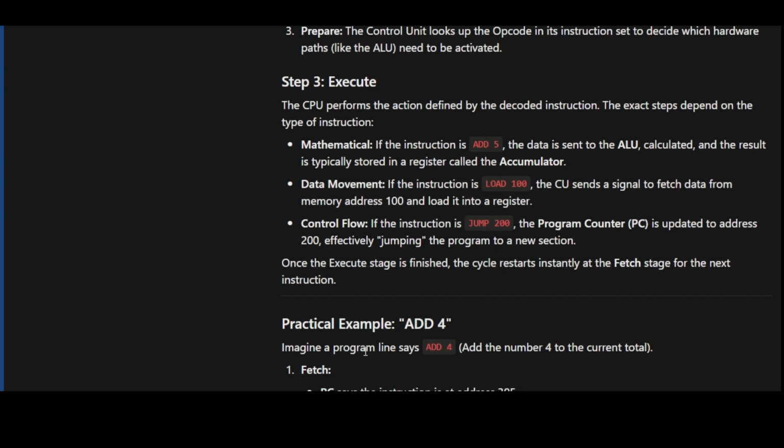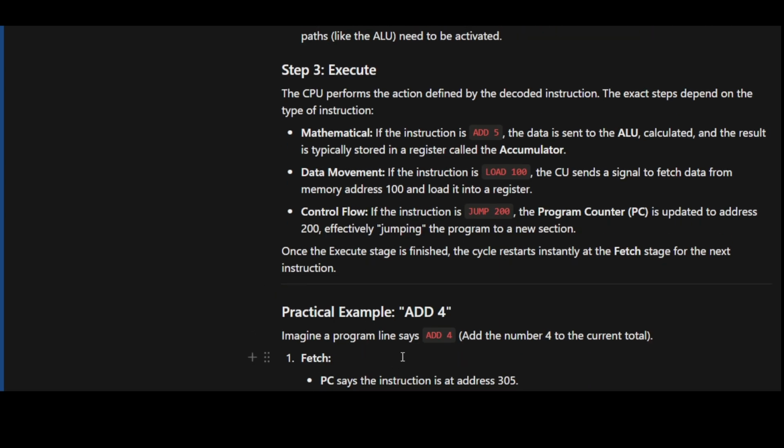Then the third step is execute. As said earlier, execute steps are of three types. One is mathematical, that is adding, subtraction, etc. Data movement is basically when you load data or move some data from one register to another, or like you are setting a constant value to a particular register. In such cases, it is called data movement.